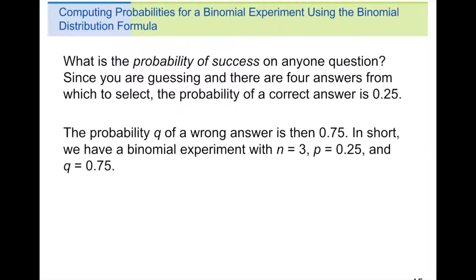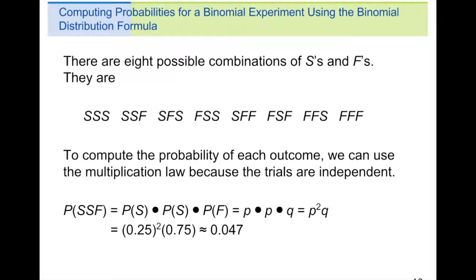So these were some of the important parts I was talking about in the learning target. Knowing what different variables represent. n being 3 is the number of trials, p being 0.25, the probability of success, and q being 0.75, the probability of failure. There are 8 possible combinations of S's and F's.